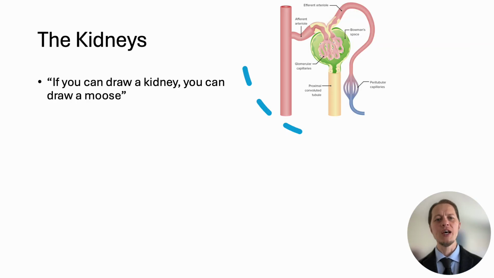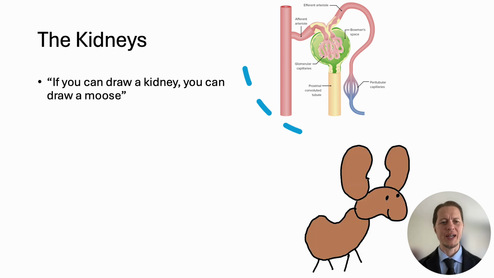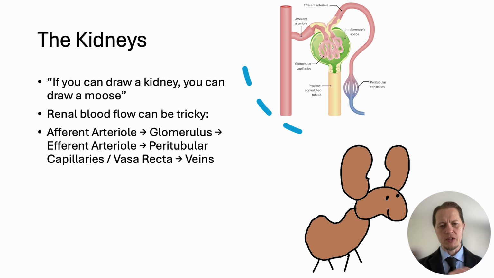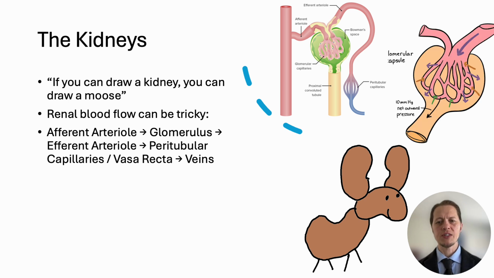Okay, on to the kidneys. There's a famous line from one of our anatomists: if you can draw a kidney, you can draw a moose. I'm terrible at drawing, but I guess I can draw a moose now. So let's talk about renal blood flow. This can be a little bit difficult, going from afferent to the glomeruli, efferent to the peritubular capillaries, vasa recta, and onto the veins.